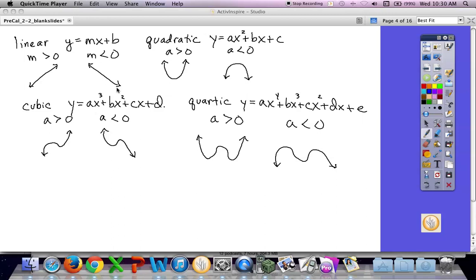Okay. The quadratic, y equals ax squared plus bx plus c, which we've already seen, right? That leading coefficient of a tells you whether or not the parabola opens up or down. If a is greater than 0, it opens up. If a is less than 0, it opens down.